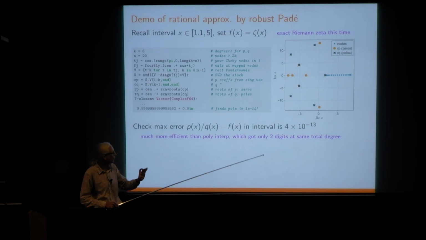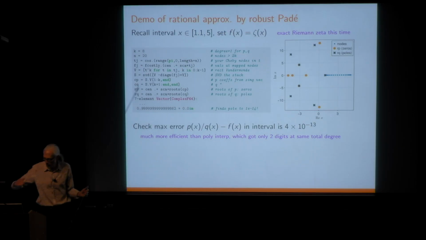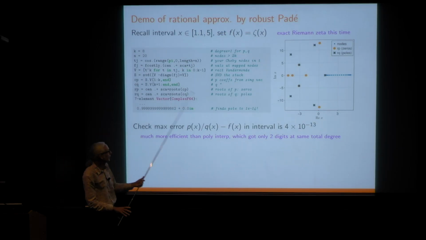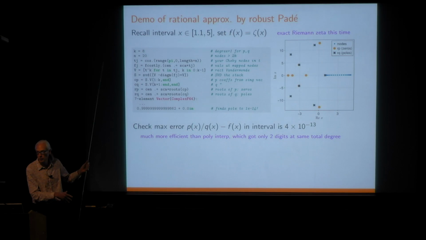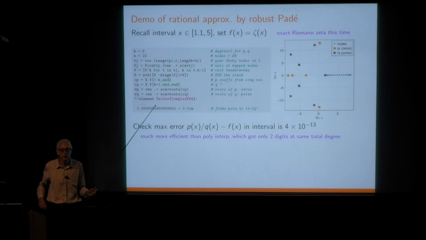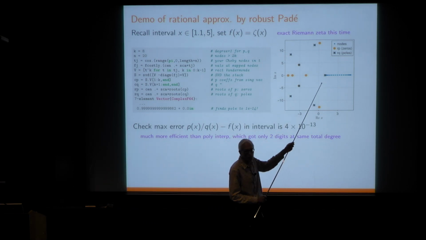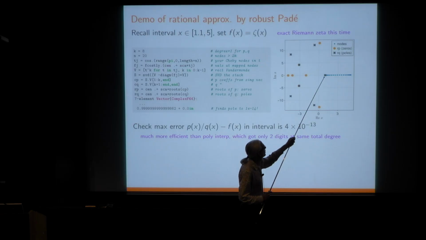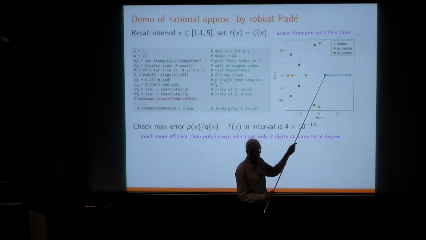If you go back to the zeta function, remember the orange convergence plot actually was pretty slow. That only got 2 digits if you used a total degree of 16, which would be the same amount of information you're using here. So it's a very efficient way to approximate functions with poles, the meromorphic functions. Here are the nodes. And now I'm just plotting the zeros of q, the roots of q, which are the poles. So it puts that x right next to the end, which is where the true zeta has a pole at 1. And then you can look at other things.